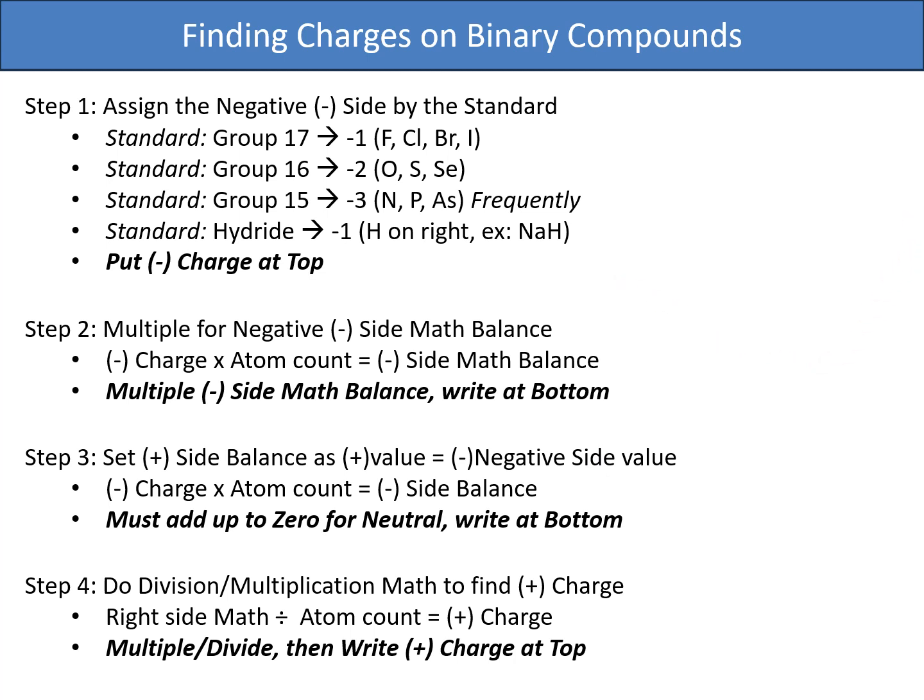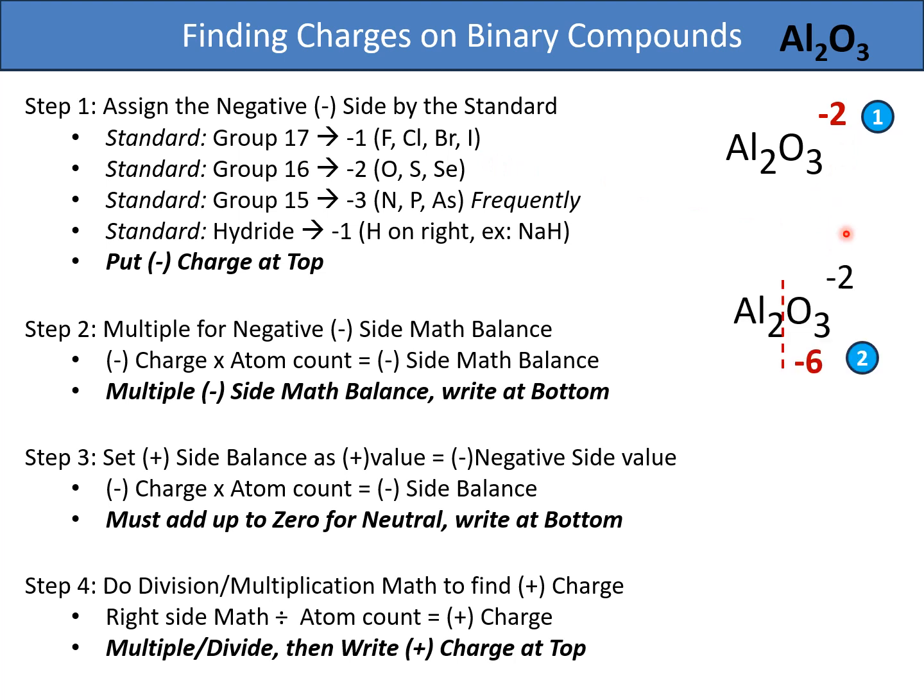Here we go. Let's look at how it really works out. Let's take, for example, the compound shown here. We have aluminum and oxygen, 2 aluminums and 3 oxygens. And so let's use step 1. Step 1 said we should assign the charge. We assign this as a -2 because it's from group 16, oxygen. Okay? Rule 2 says we should do a little simple math. 3 times -2 gives us -6. That's rule number 2.